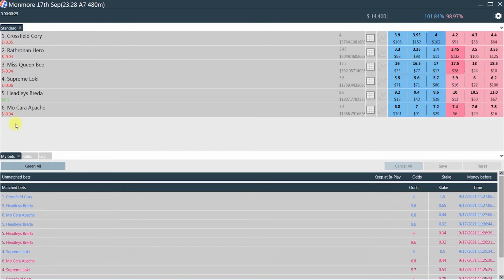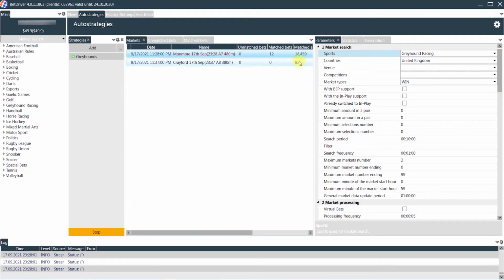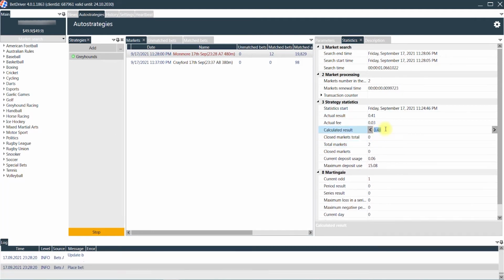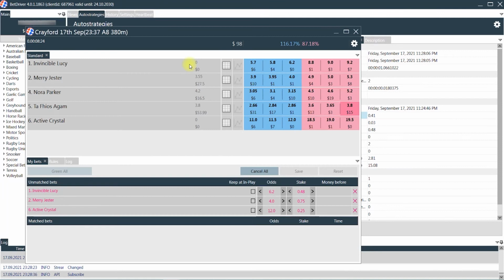If our settings did not have a limit on the maximum markets number, then it would appear in the selection 10 minutes before the start. Then the trade result could be completely different. Let's enter the Statistics tab and check the result. According to the results of the two markets, the calculated result is 48 cents, but in fact 41 cents was received. We go to the fourth market.